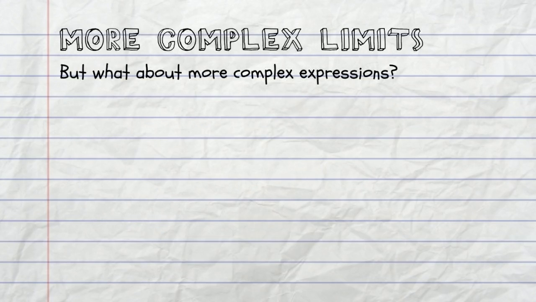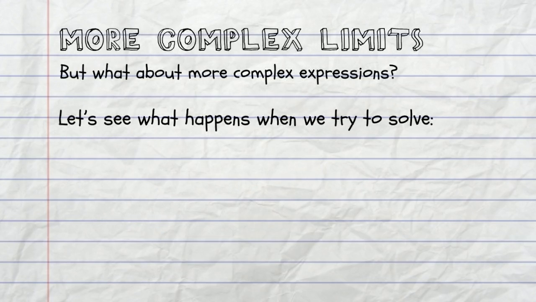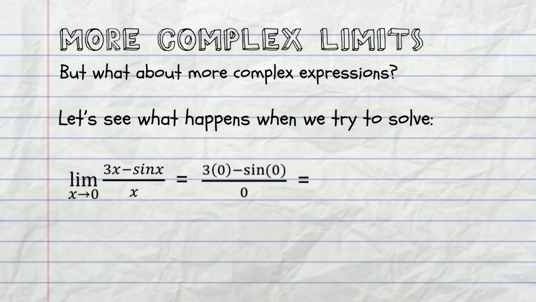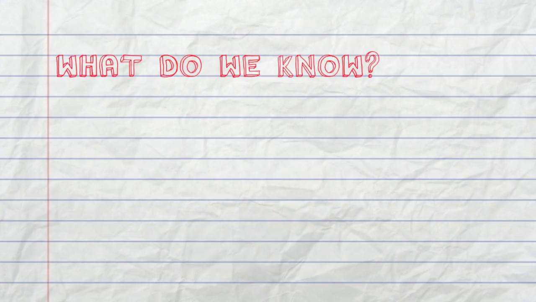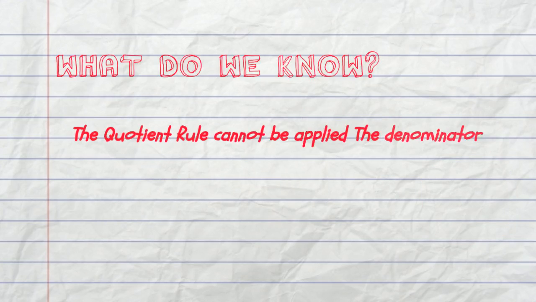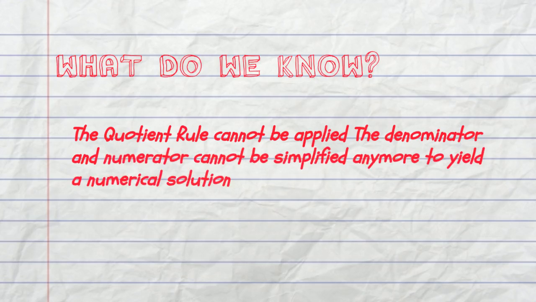But we know there exist more complex functions than this example. So let's try to solve the limit of 3x minus sine x over x as x approaches 0. Plugging in 0, we're left with the indeterminate form 0 over 0. So what do we know about this function? We know that we cannot apply the quotient rule because both numerator and denominator result in 0. And we also know that the function can't be simplified like in our last example. So what can we do instead?